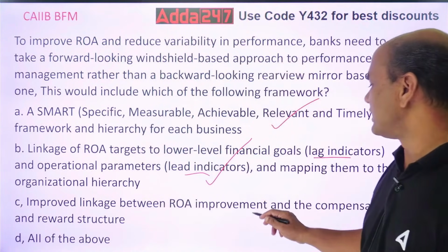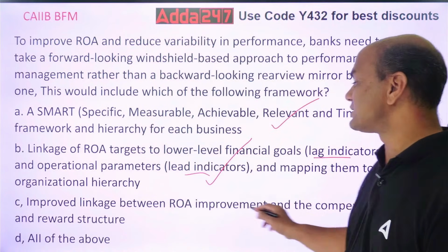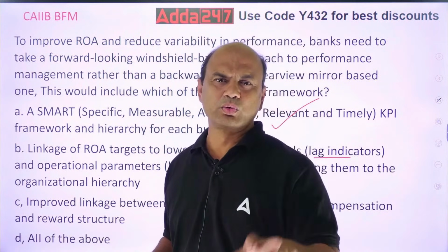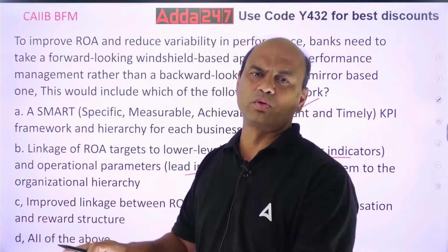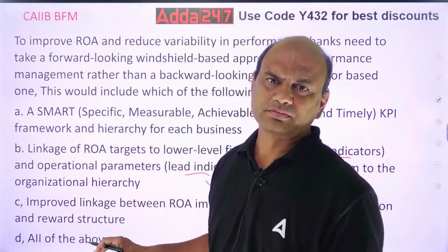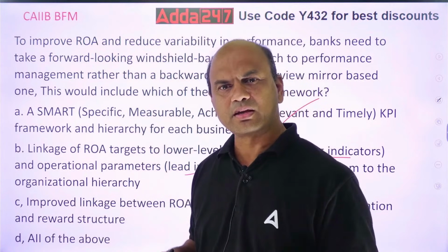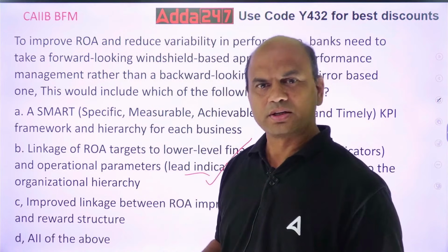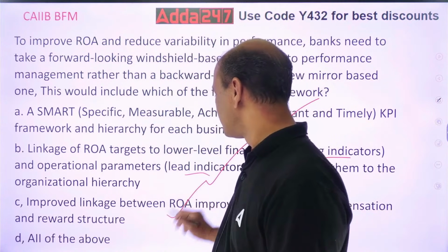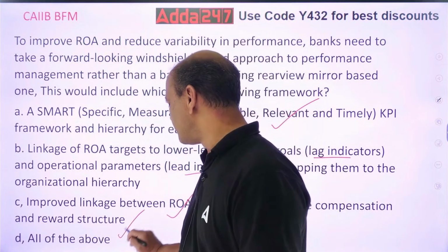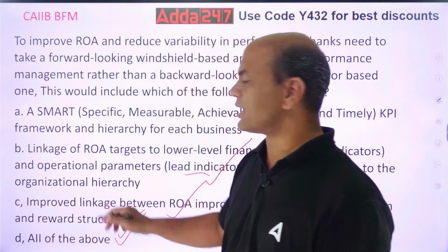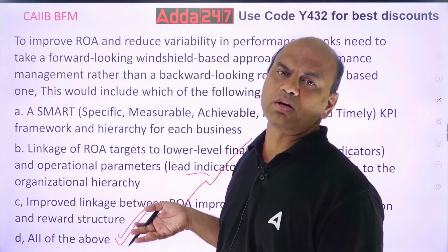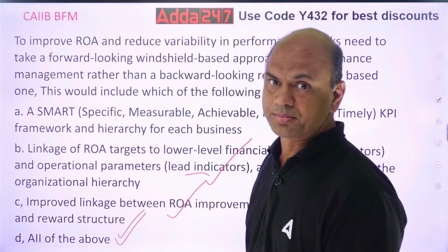Improved linkage between ROI improvement and the compensation and reward structure. Simple, target based. You do this much, you will get this much. You don't do this, you won't get it. Should we do the same in banking? In fact, it is done in banking. Right now also it is done in banking. Okay, so the answer is all of the above. This is the right answer, D, all of the above, because all of them are compulsory if you want the bank to grow, isn't it?